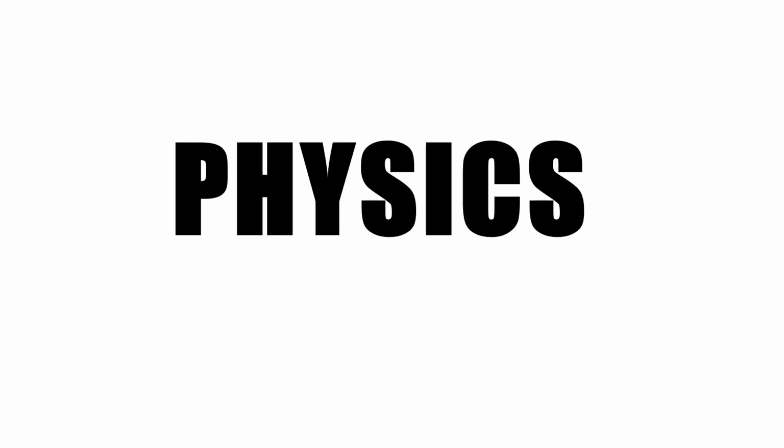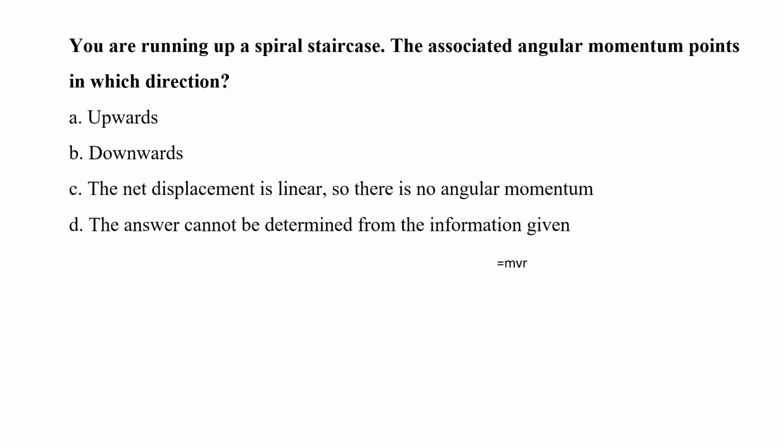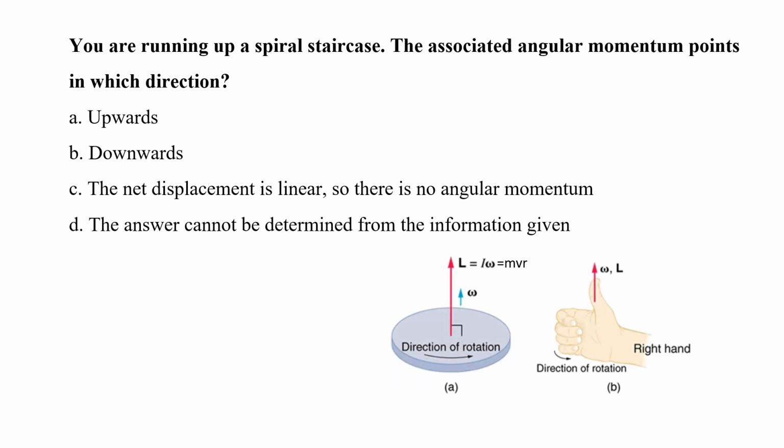Now we move on to the physics section. You are running up a spiral staircase. The associated angular momentum points in which direction? A. Upwards, B. Downwards, C. The net displacement is linear, so there is no angular momentum, or D. The answer cannot be determined from the information given. The correct answer is option D.